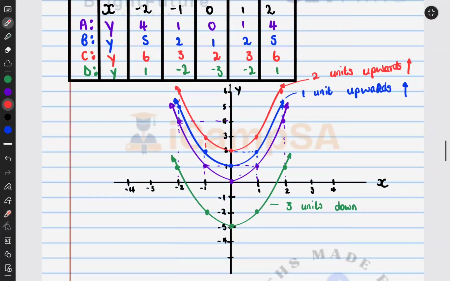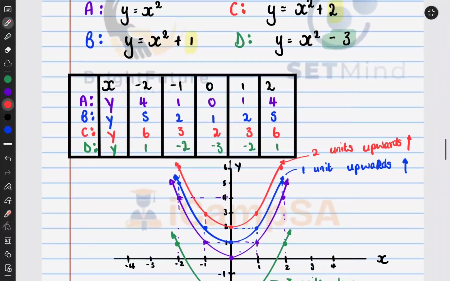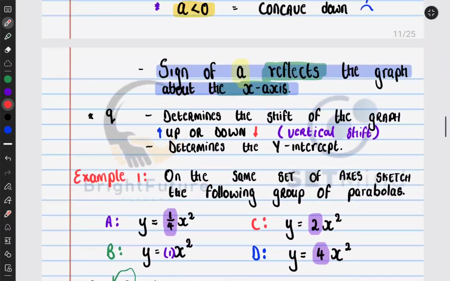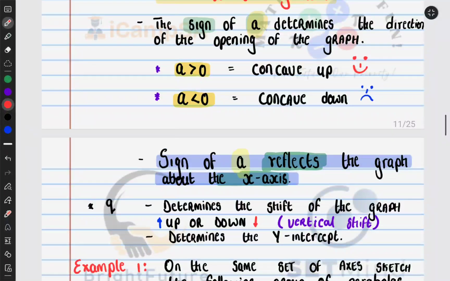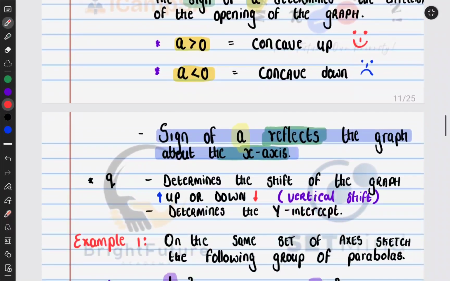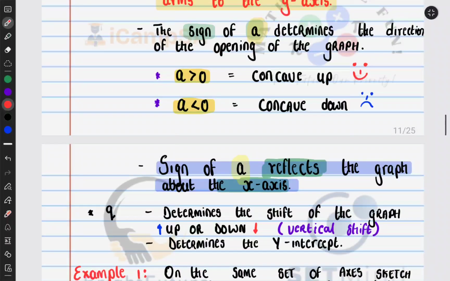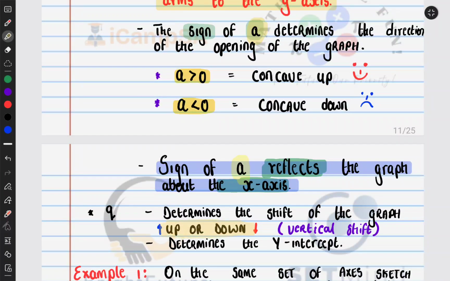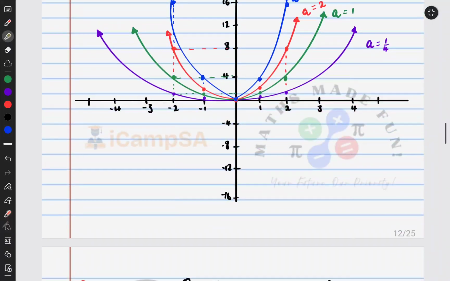So I hope this helped in driving the point home that changing the value of q in the general equation determines the shift of the graph up or downwards. And it is also the y-intercept, where x is equal to 0.